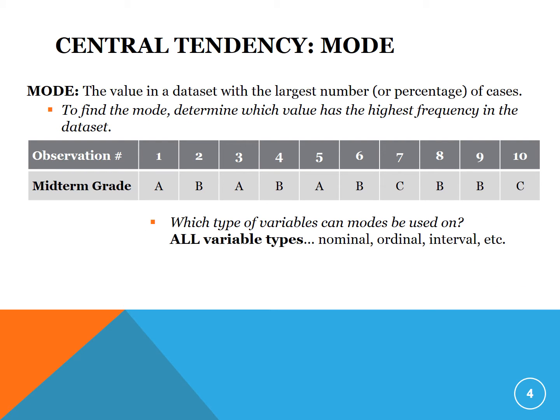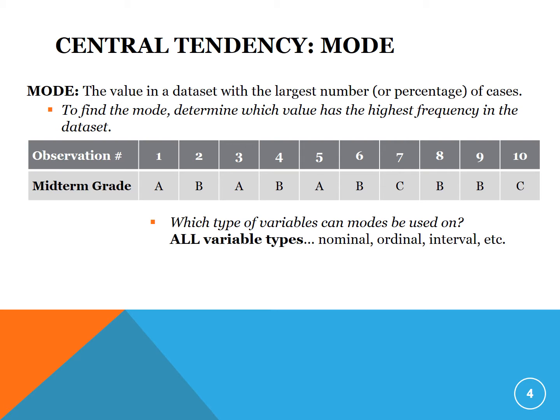Let's take a look at the mode, one form of central tendency measures. The mode, as we said, is the value in a data set with the largest number of cases, the most frequently seen value in that data set, that sample. To find the mode, determine which value has the highest frequency in the table.